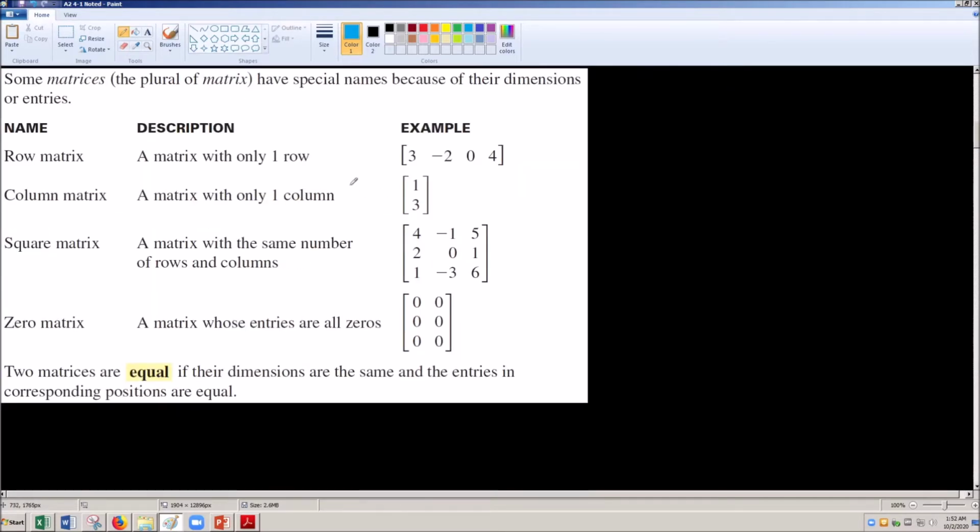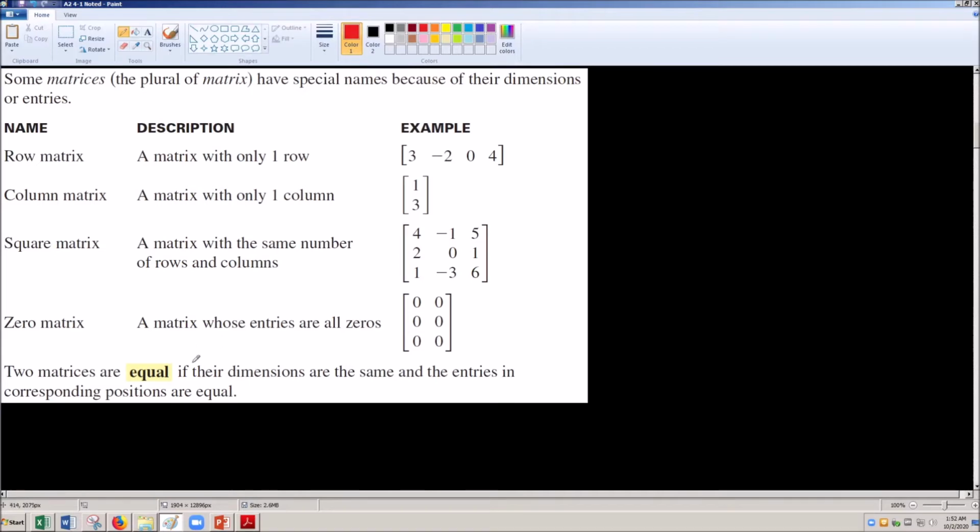When we look at these things, some of them have a special name. It's not often that we use this, but it's kind of cool to call it out now. A row matrix is one which only has one row. A column matrix only has one column. A square matrix has the same number of rows and columns, and we'll talk about these later on. A zero matrix is just where all the entries are 0.